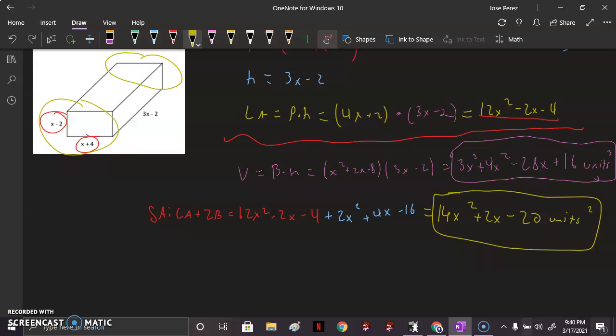And I hope this helped. The surface area and volume of polynomials can be a little bit tricky, but once you do a lot more practice, which your teacher should provide you, you should be ready to go. And yeah, that's all.